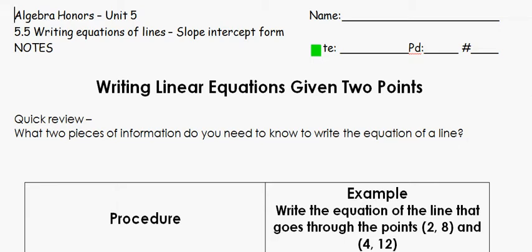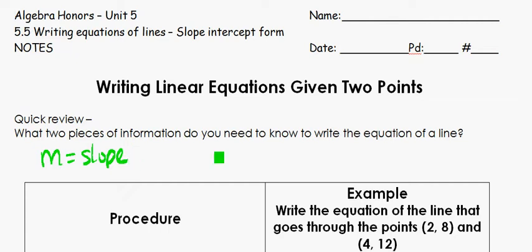In this video, we are going to write the equation of the line in slope-intercept form given 2 points. As a quick review, we need 2 pieces of information to write the equation of the line. One of those pieces of information is the slope, which we represent with the letter M.